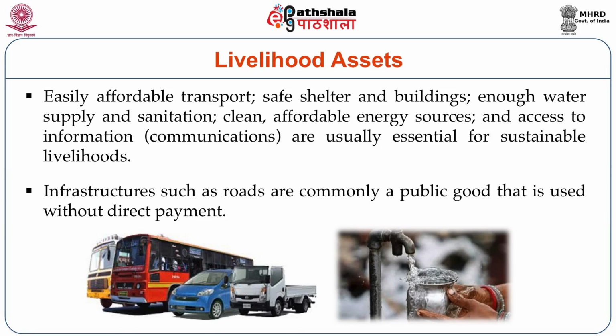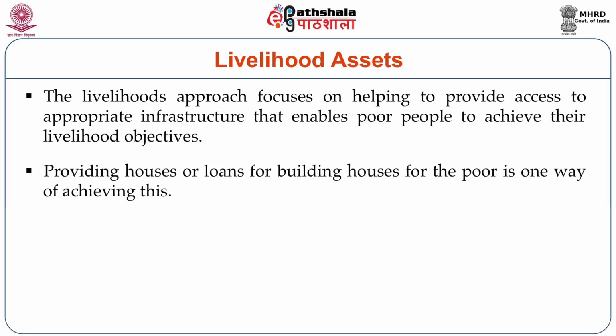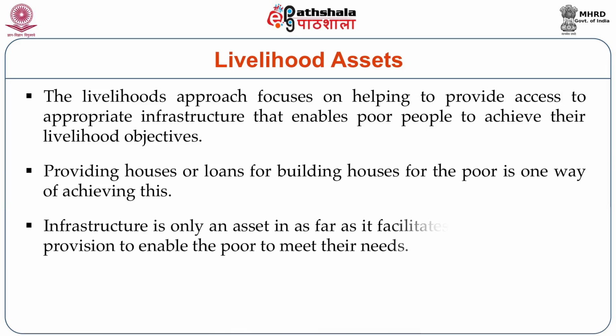Infrastructure such as roads are commonly a public good that is used without direct payment. So the livelihood approach focuses on helping to provide access to appropriate infrastructure that enables poor people to achieve their livelihood objectives. Now, providing houses or loans for building houses for the poor is one way of achieving this. Infrastructure is only an asset as far as it facilitates improved service provision to enable the poor to meet their needs.